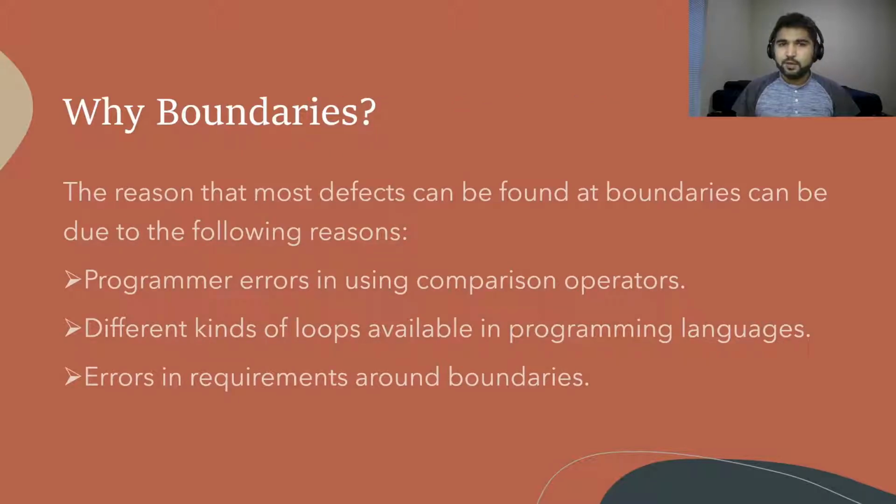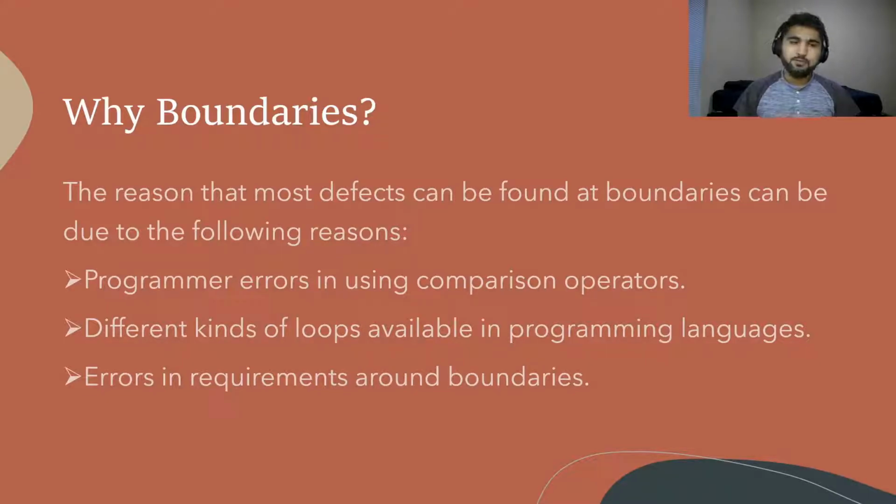So why do defects occur at boundaries? Well, they could be occurring due to one or more of these reasons. The first reason could be that programmers are generally confused about using the right comparison operators. Like they could be unsure whether to use greater than or equal to, less than, or less than or equal to. So it produces confusion.